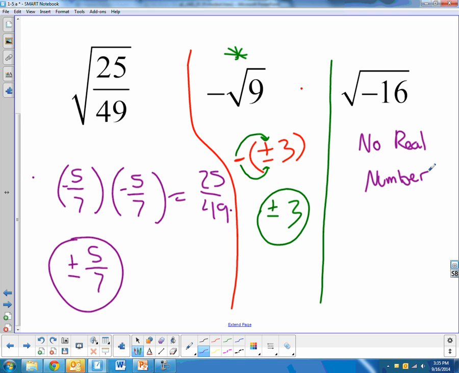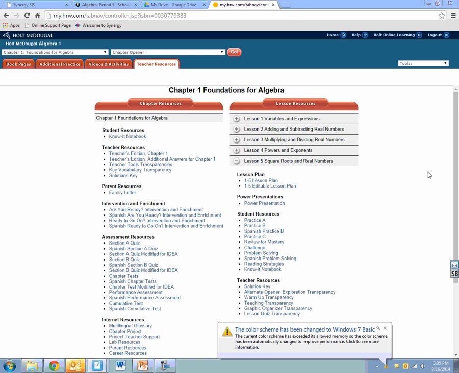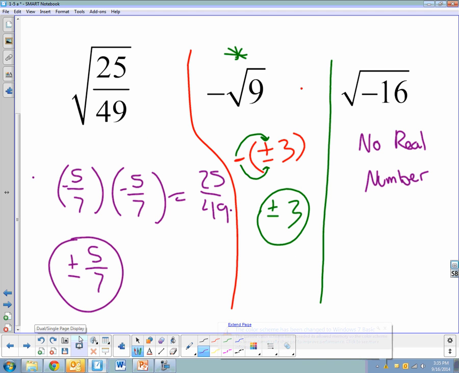So if there's a negative inside the square root, we can't do it with real numbers. So it's no real number. If the negative is outside the square root, no problems. We just write it as if it wasn't there. I don't know why that happens, but weird. Okay, so no real number. Okay, moving on.